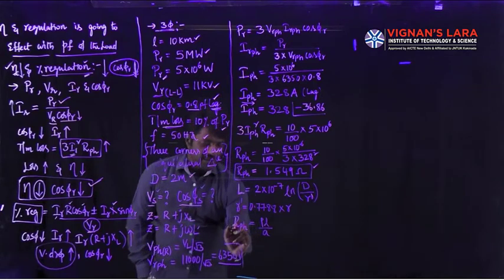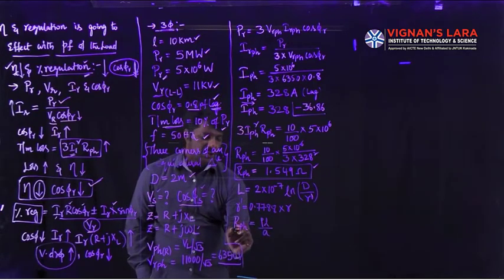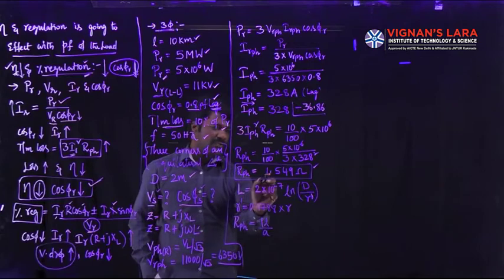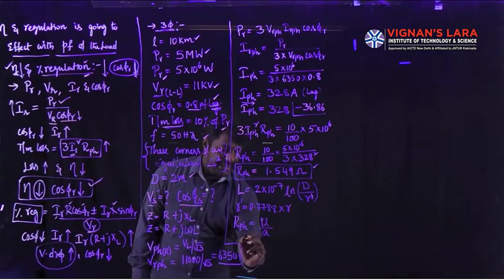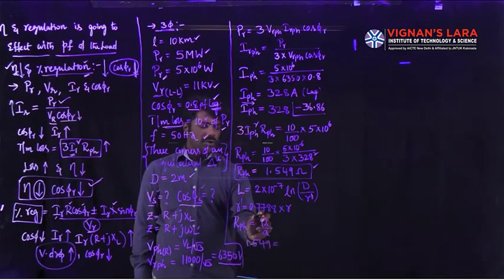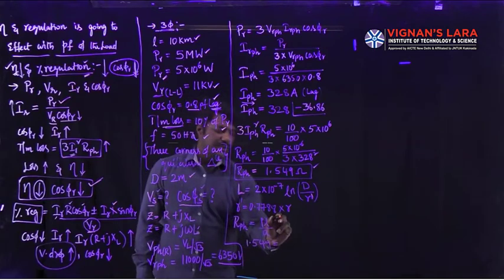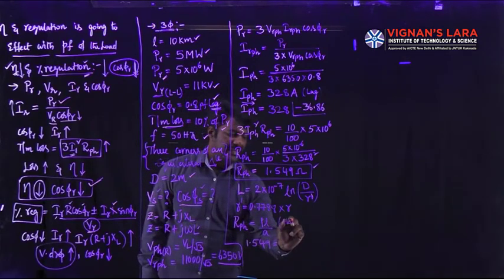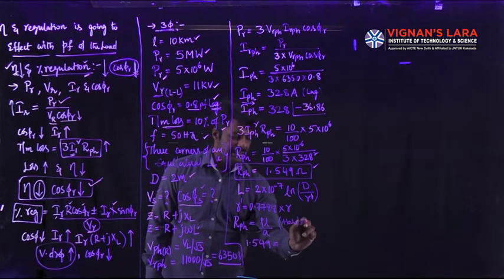So to find out this inductance, one should know the value of r phase. That r phase we calculated, let me substitute the values, 1.549, which is equal to rho, the specific resistance. We are using here hard drawn copper material.